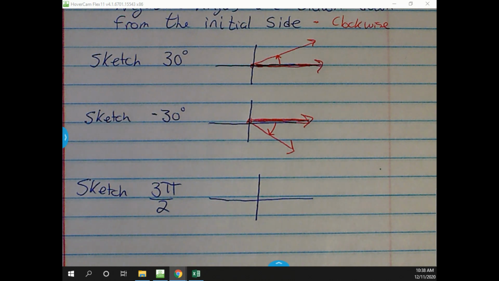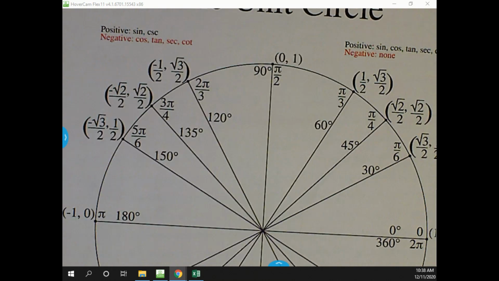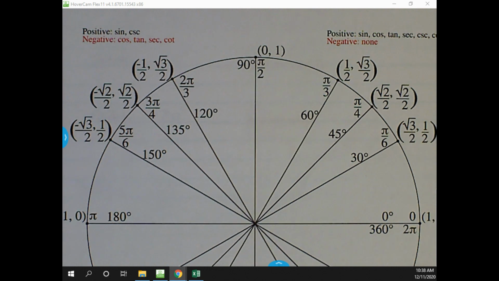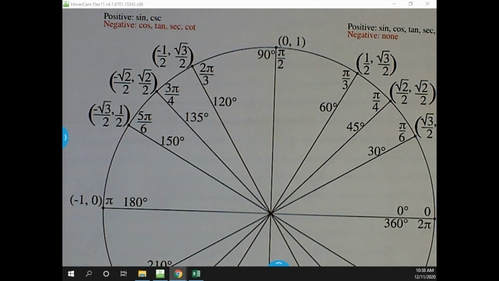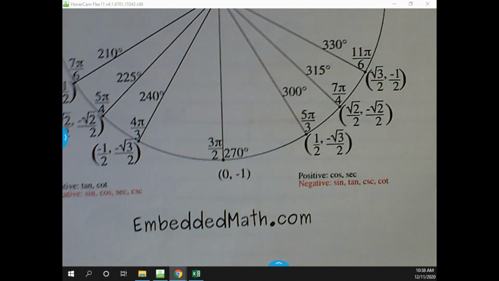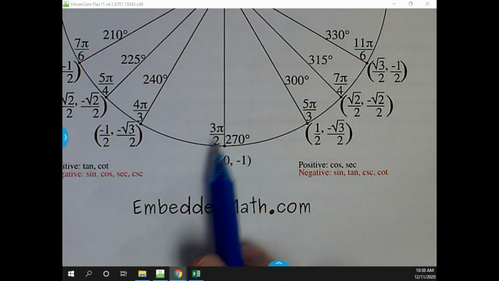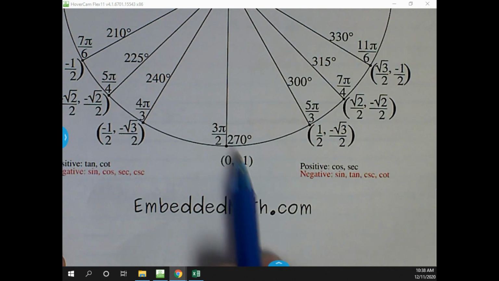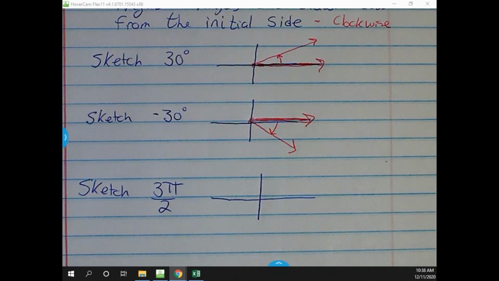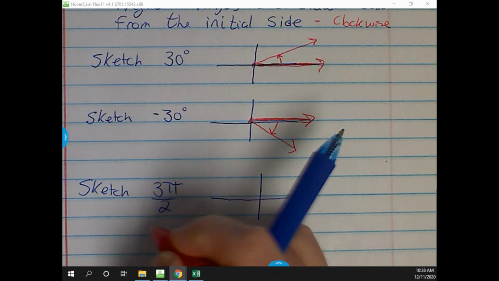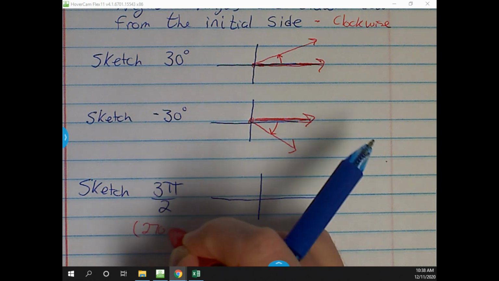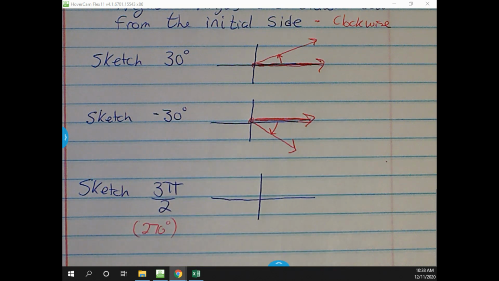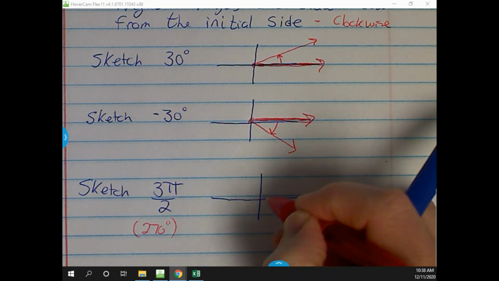is if you have your unit circle that we drew yesterday, and I'll put one of these online so you can see, so that it's nice and clean so you can see everything that's here. Basically, you just find 3 pi over 2 on the graph. That's right here at the bottom. That's the same thing as 270. So when you're sketching this one, you can basically say that this would be the same thing as sketching 270 degrees. It is positive.